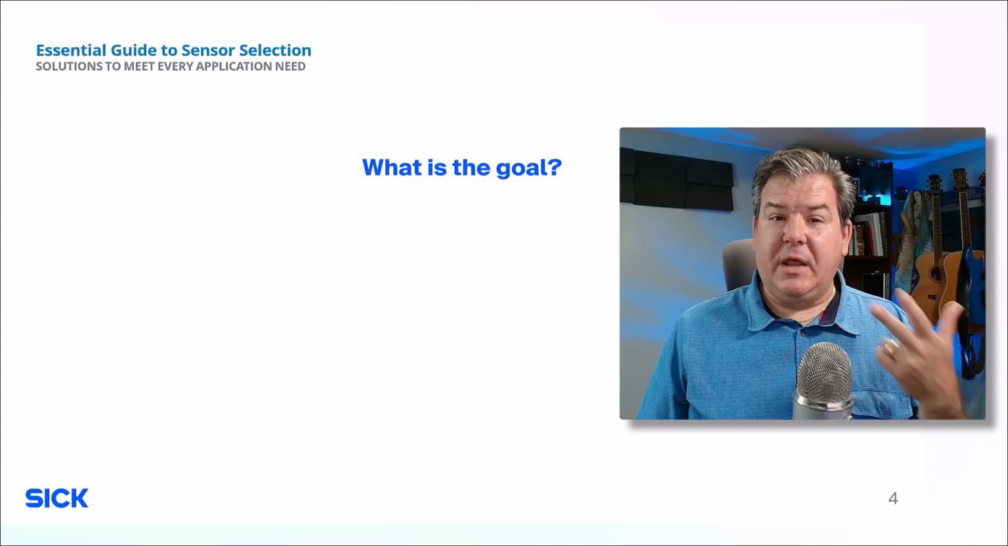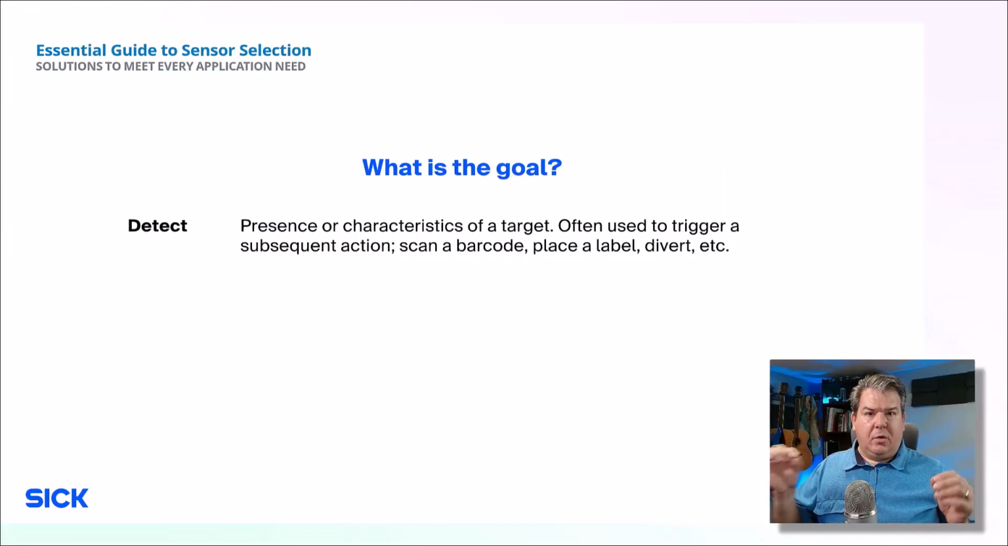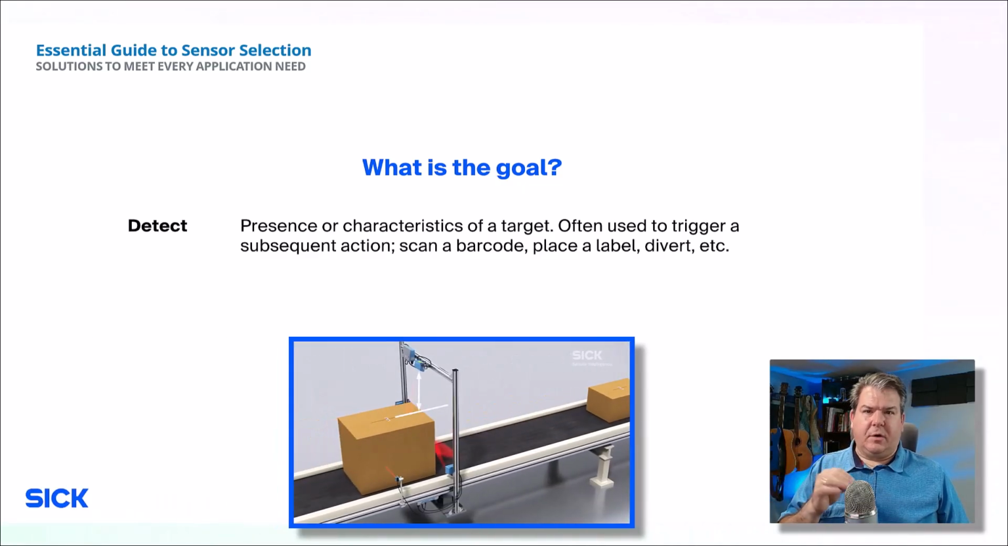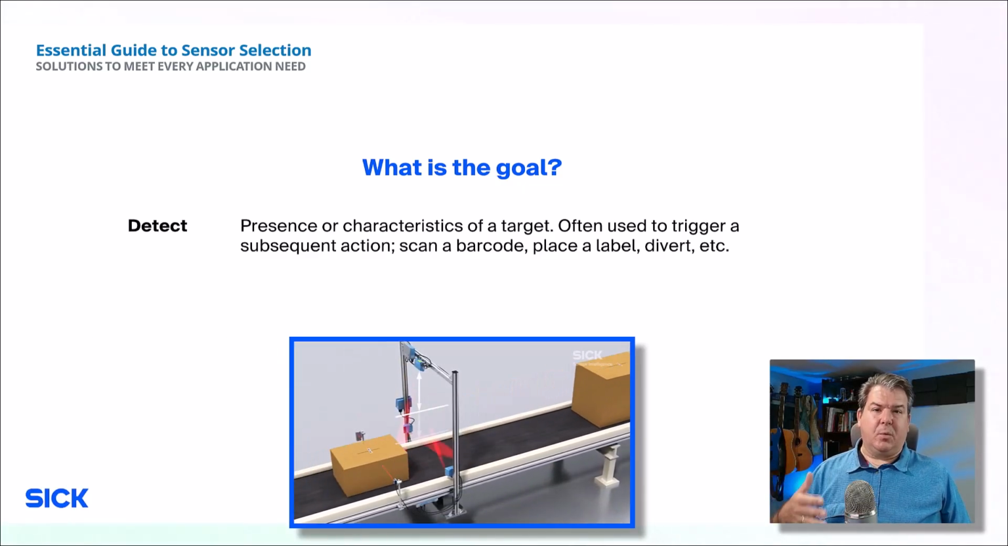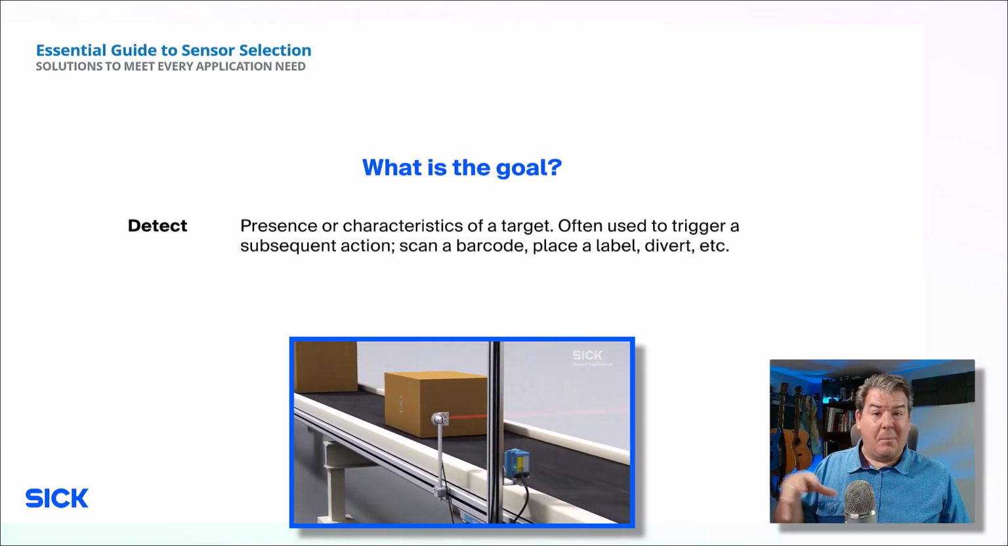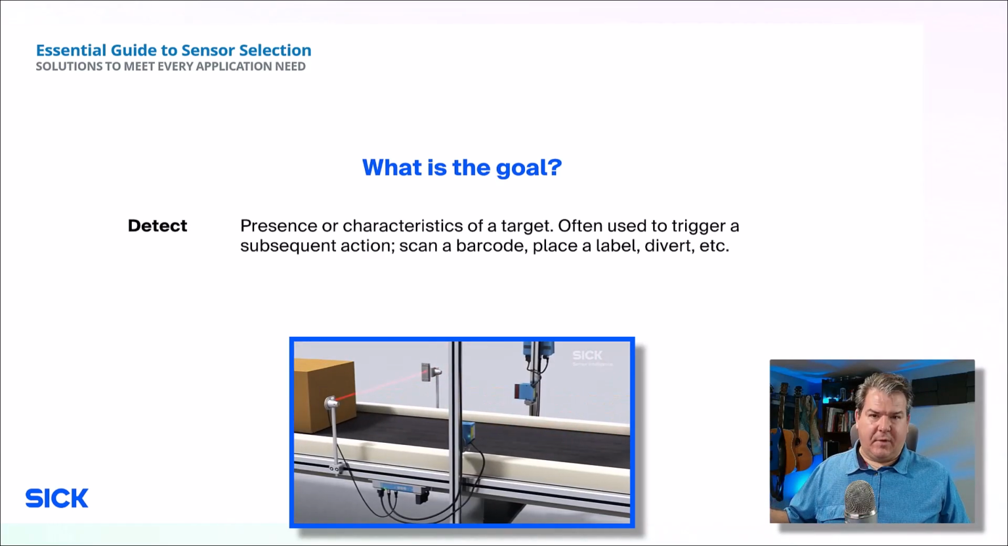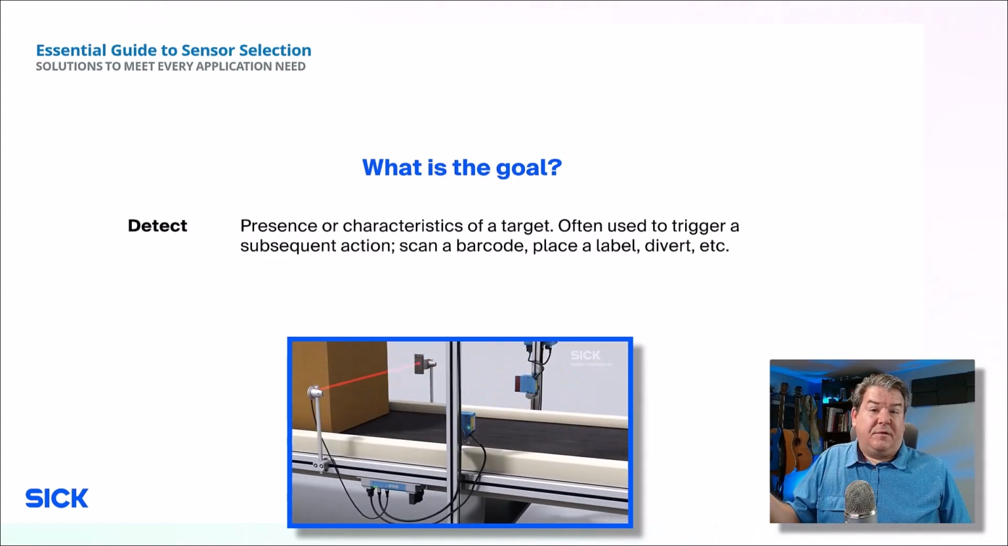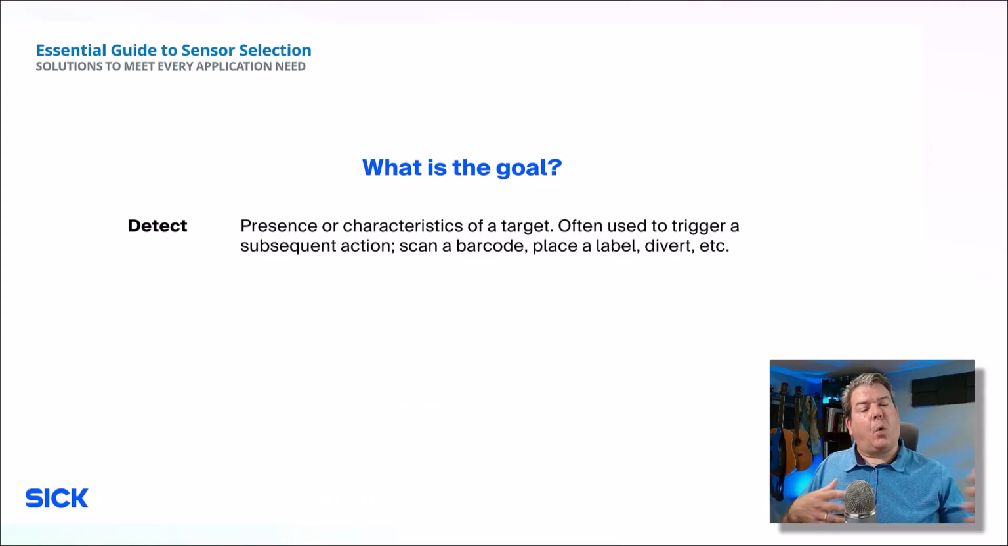And we've got three questions. Number one, are you looking to detect something? That's where we're starting. That's really the basis of this video. Are you looking to detect the presence or maybe even a characteristic of a particular target? Detection is often used to trigger some other subsequent action, maybe reading a barcode, attaching a label to something, dimensioning a box, or maybe diverting something on a conveyor. But maybe you want to detect a particular color or different characteristic. So that's what we mean by detecting.